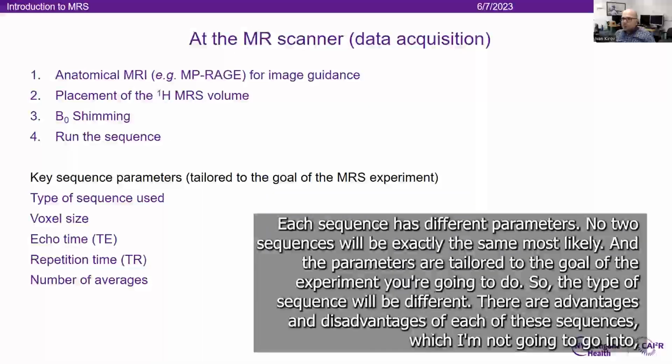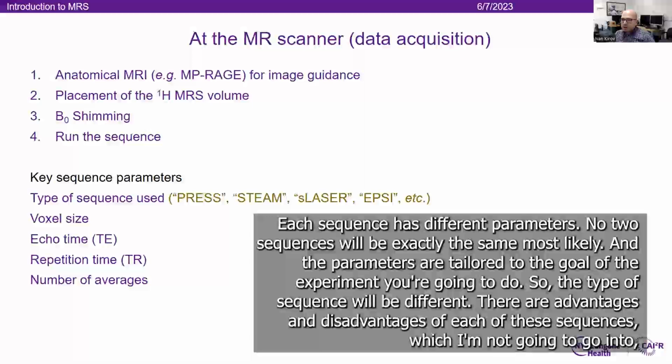Each sequence has different parameters. No two sequences will be exactly the same, most likely. And the parameters are tailored to the goal of the experiment that you're going to do. So the type of sequence will be different.